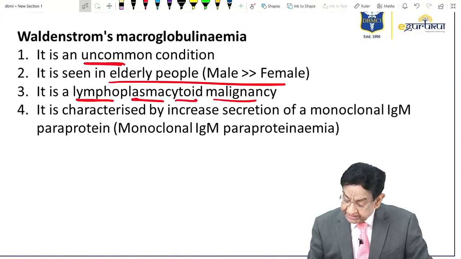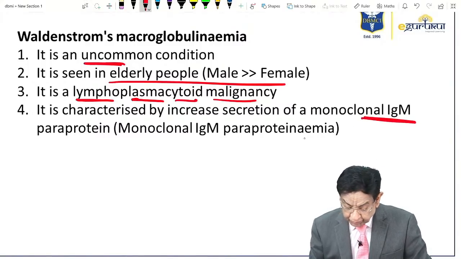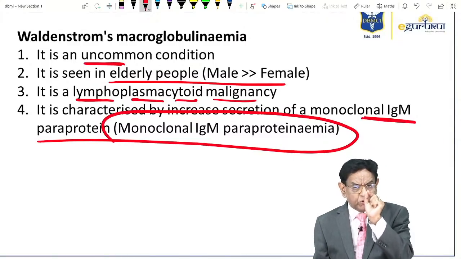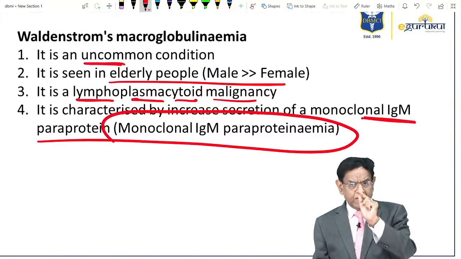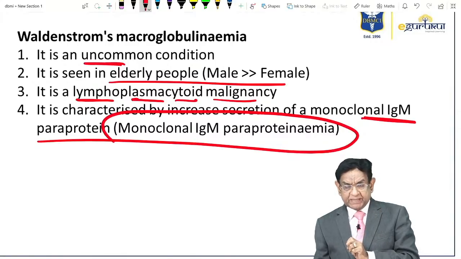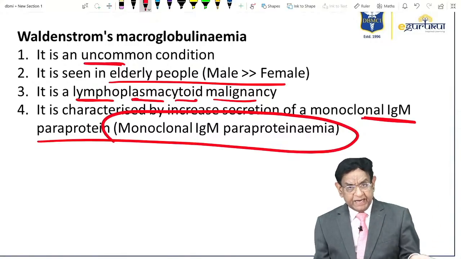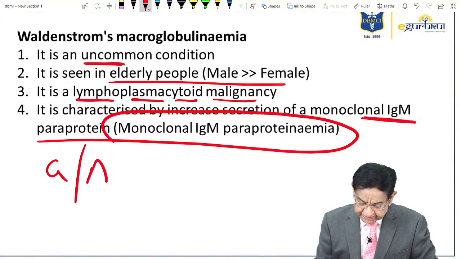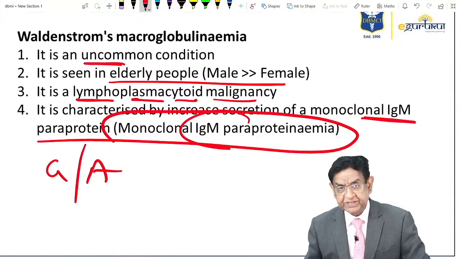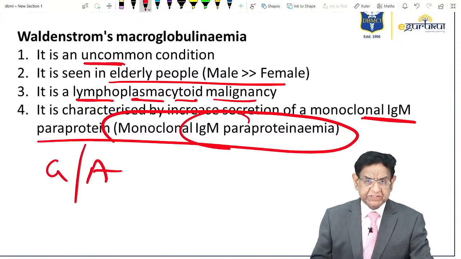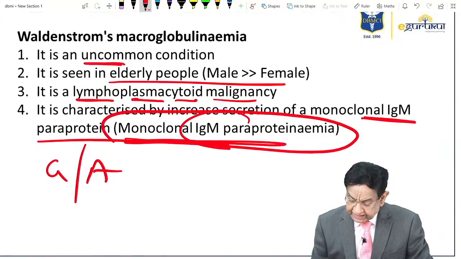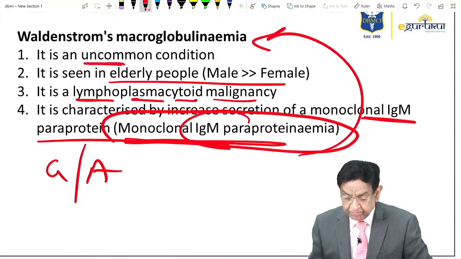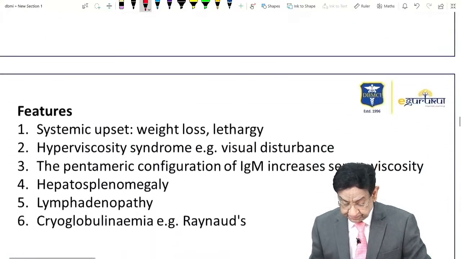In this, there is an increased level of IgM paraprotein. So what we have is again a type of monoclonal antibody. Only one type of antibody will be there, and that is IgM. Remember, in case of multiple myeloma, it is IgG or IgA. Here we are getting IgM. So in a nutshell, monoclonal IgM paraproteinemia means we are dealing with Waldenstrom macroglobulinemia.